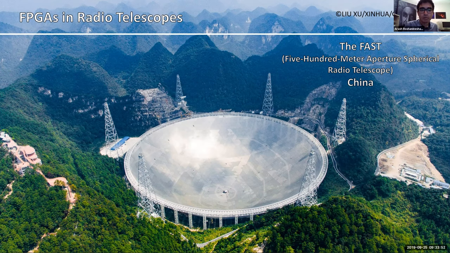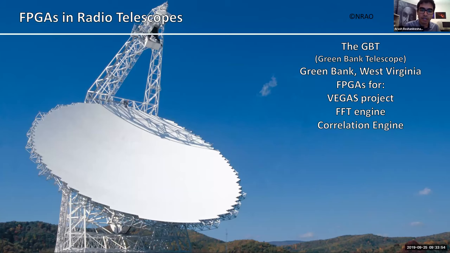This telescope is in West Virginia, in a town called Green Bank. They are using FPGAs for the VEGAS project, which is pulsar searching. They look for pulsars, and they use FPGAs for their FFT engine. They do a lot of FFT on the FPGA, and they use FPGAs for correlation as well, also called XNG.